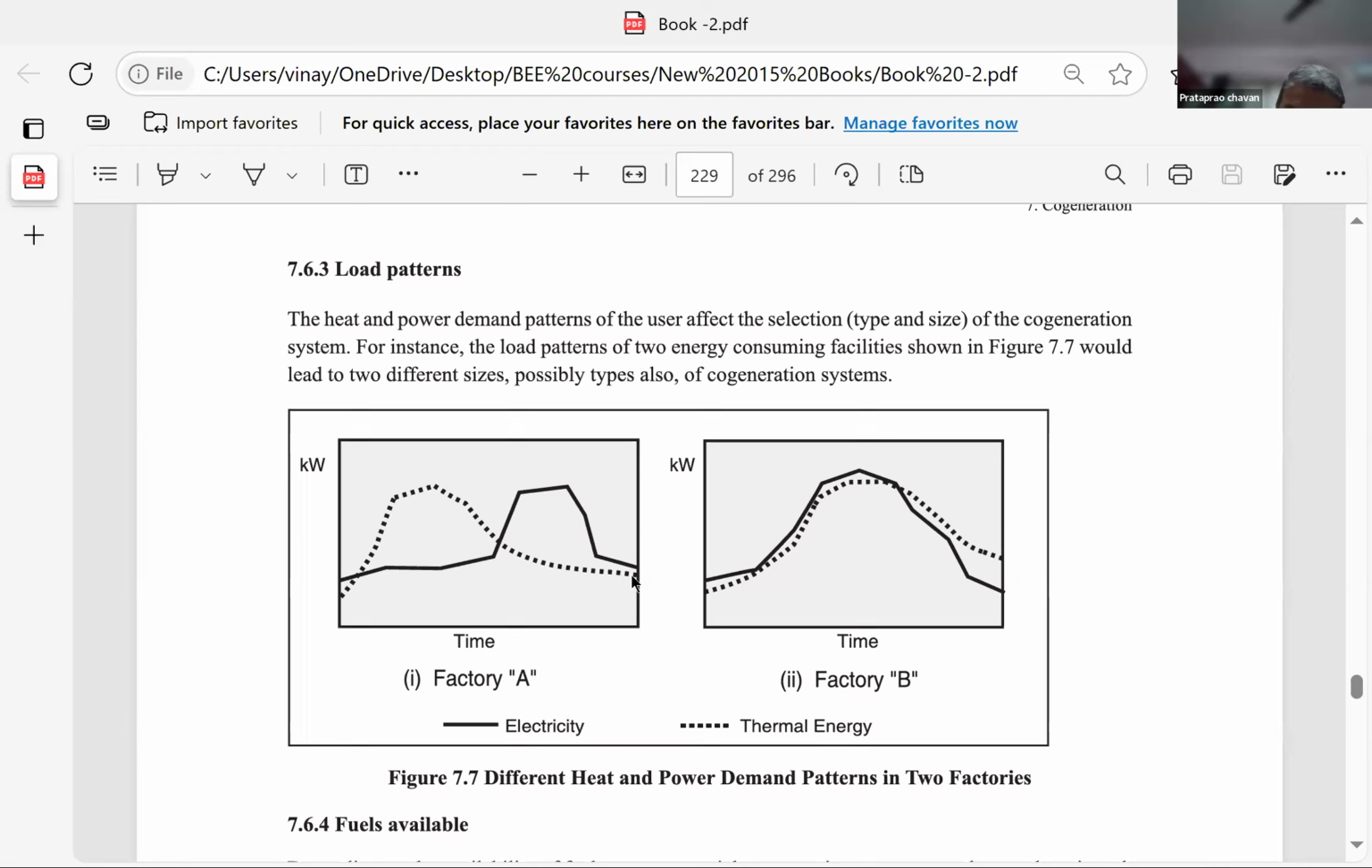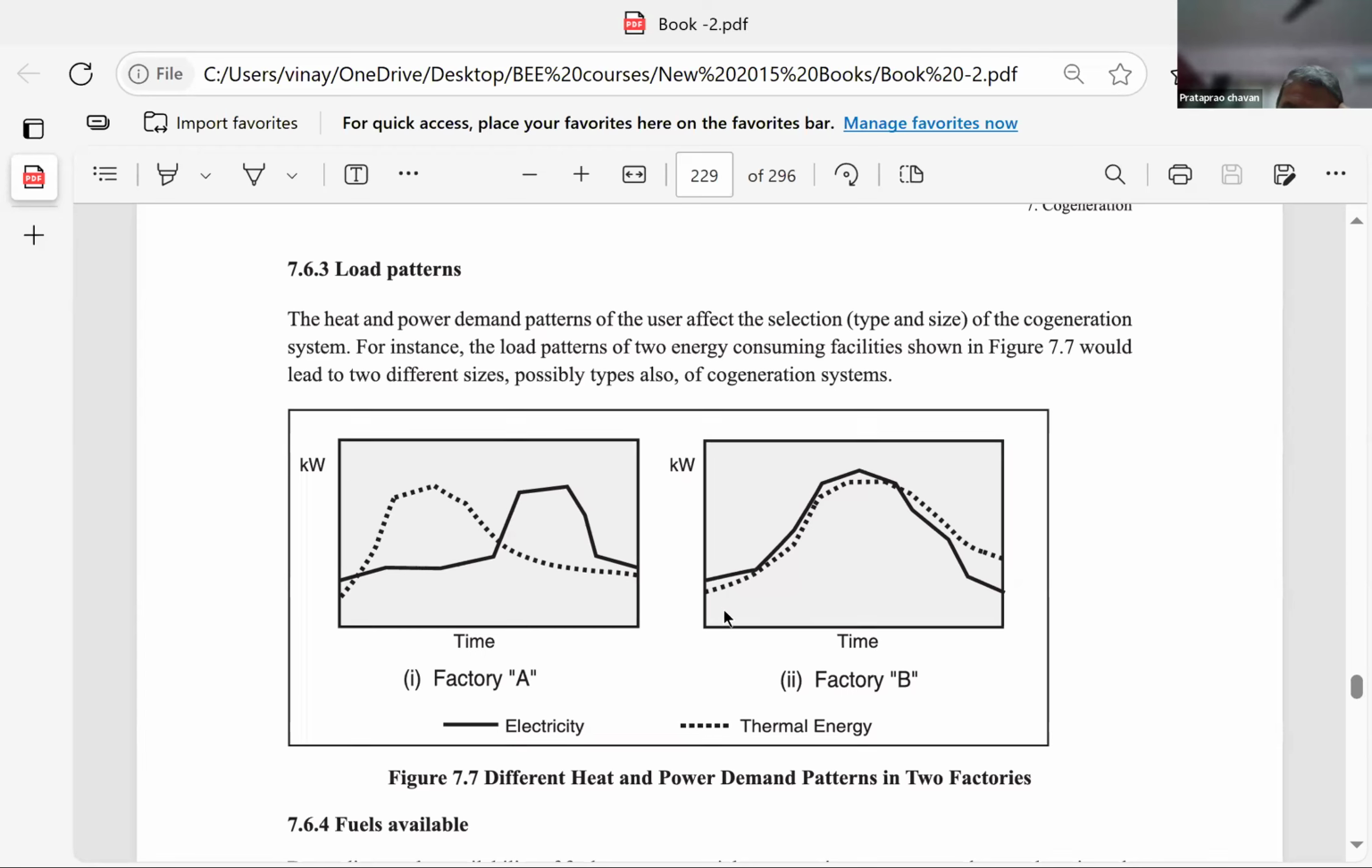In the afternoon, there is less requirement of it, whereas in the morning, electrical requirement is less and in the afternoon it is high. It's an odd pattern of use. They are not simultaneously using both energies. Here, in this process, factory B, their heat and electrical energy run in parallel.